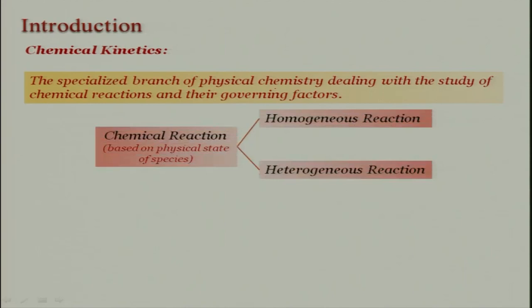Chemical reactions can be broadly divided into two categories based on the physical state of the species: homogeneous reaction and heterogeneous reaction. Homogeneous reaction means the state is the same for all the reactants and species in a reaction. For example, 2 moles of carbon monoxide reacting with 1 mole of oxygen going to 2 moles of carbon dioxide. If you recall, we saw this reaction earlier in the opposite direction, right. All these participating species are in the gas phase, therefore we call it a homogeneous reaction.